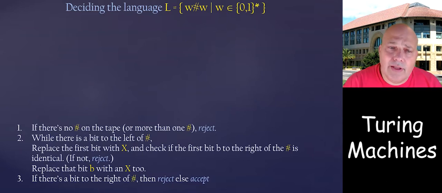Then you're going to have a loop, which continues as follows. While there is any bit to the left of the sharp, you replace the first bit with a new symbol X and check if the first bit on the right of the sharp is also the same one. If they are not the same, the first bit on the left and the first bit to the right of the sharp, you're going to reject. Otherwise, you replace both of them with an X. In a sense, you're erasing them.